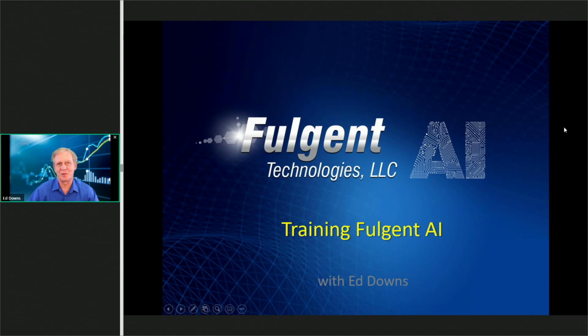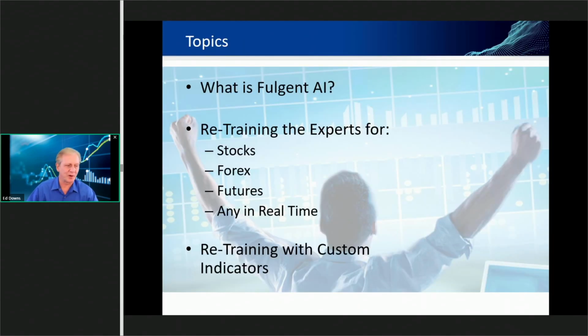I hope we have a lot of users on because I hope to help you in this process, and also tell you about some things that are coming very shortly that we're doing right now. So in the webinar, we're going to look at Fulgent really briefly. I normally spend quite a bit of time on that, but we're not going to do that today. I'm just going to say this is what it is. Then we'll look at retraining, how that happens, the interface and the controls that you have for retraining, and even why you want to do it. And then look also at retraining with custom indicators.